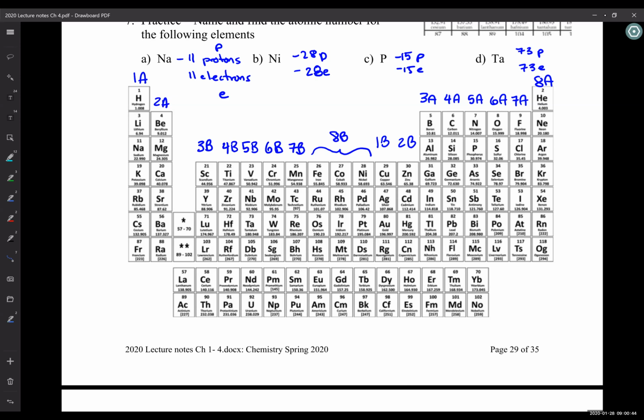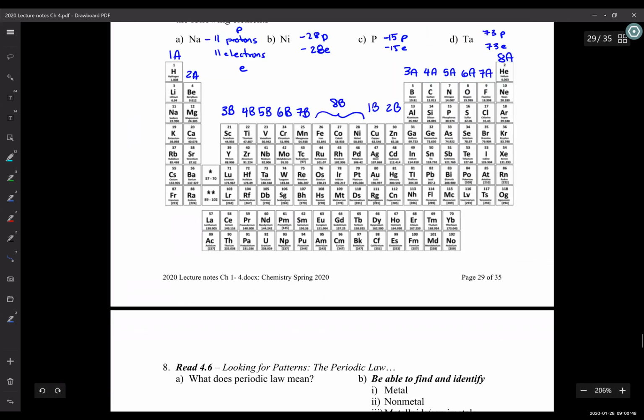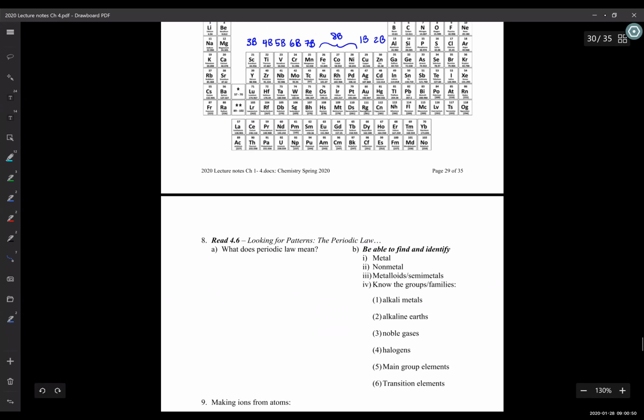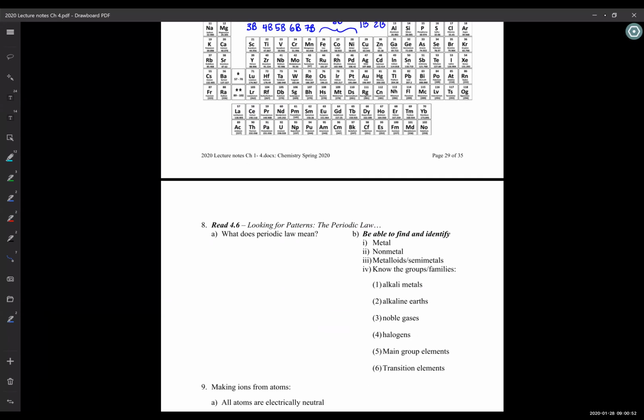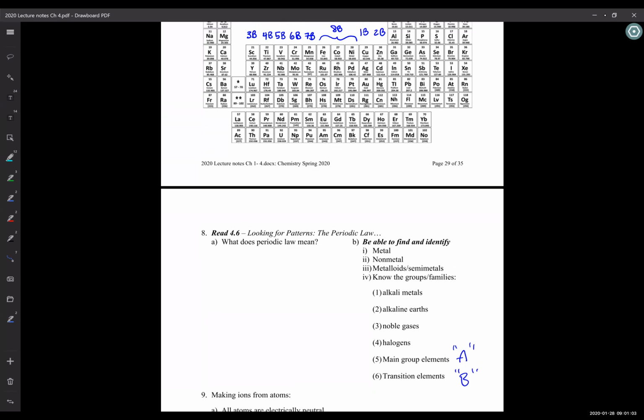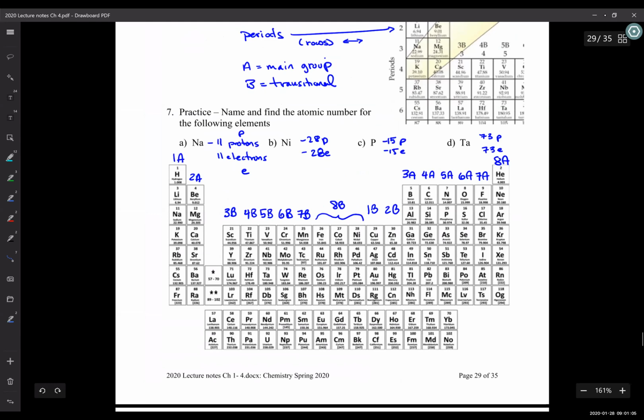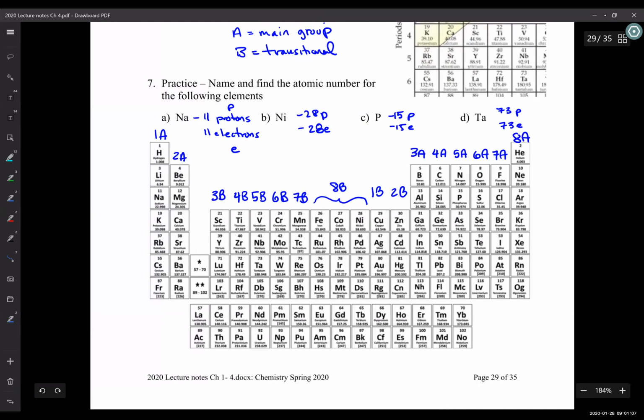And the B's are the transitional elements. Okay. So that's written down here. It's the last thing here. And the main group elements, if you want to put a little note to yourself, these are the A's and these are the B's. Yeah, sorry, it's in weird spots on the page. You have to do a lot of flipping.